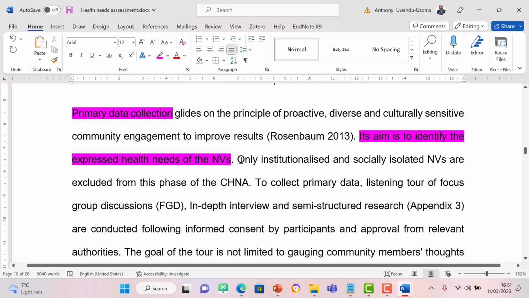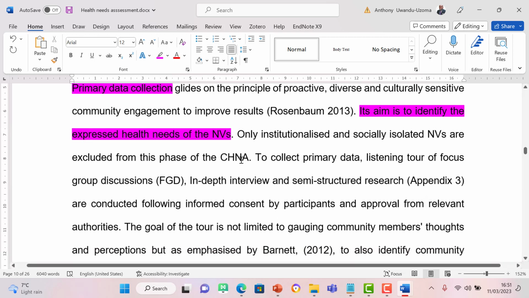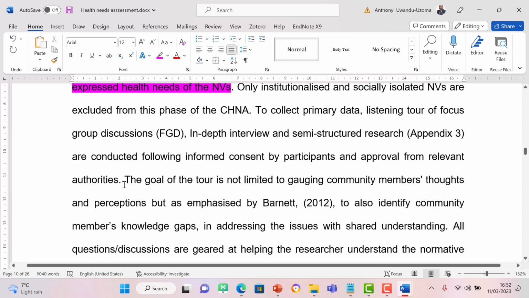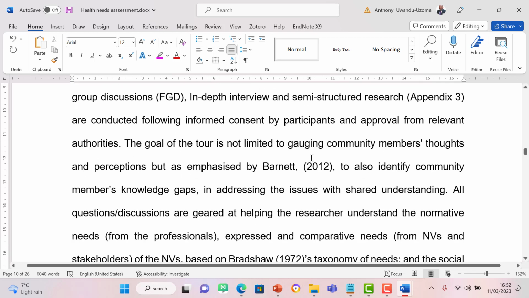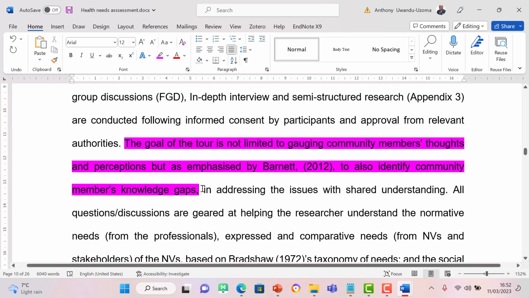So that means through focus groups. The author went to the field to collect the primary data, and did focus groups and in-depth interviews, and also collected data through a semi-structured questionnaire to identify the expressed needs. That means the needs that the subjects said with their mouths. The purpose is not just identifying their perceptions and thoughts, but also to identify the community members' knowledge gaps. So that is the reason. This is a justification.